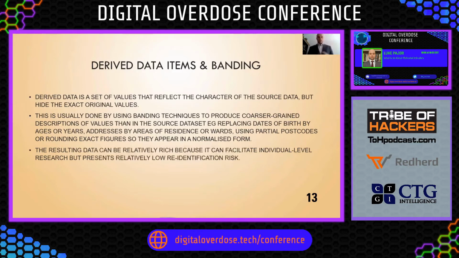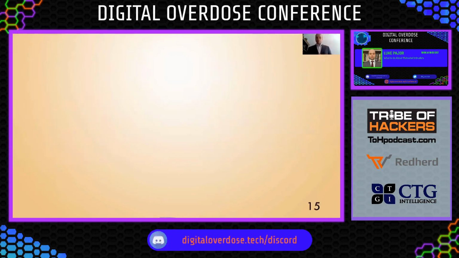This resulting data can be relatively rich because it can facilitate individual level research, but it prevents really low level re-identification risk. Now, let's see some examples of these techniques in action.